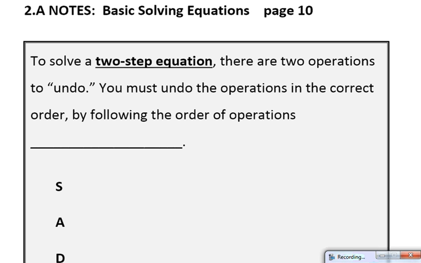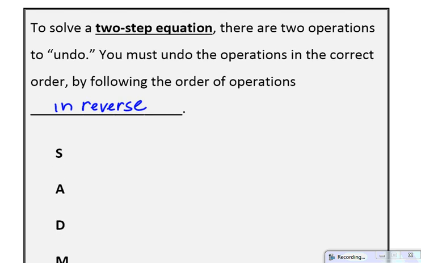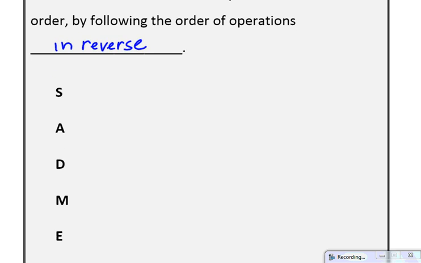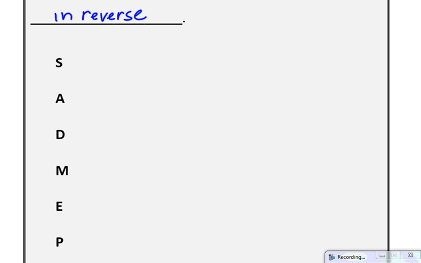Continuing our basic solving equations notes on page 10, we're going to now solve equations that have two numbers that we need to remove. So there's an order that we need to do this in. In order to undo two of them in the correct order, you follow the order of operations in reverse. When we evaluate and simplify, we do PEMDAS. Now we're going to go backwards on that PEMDAS.